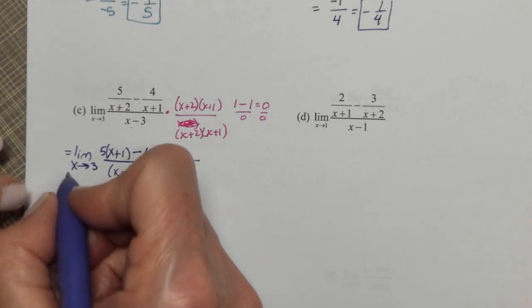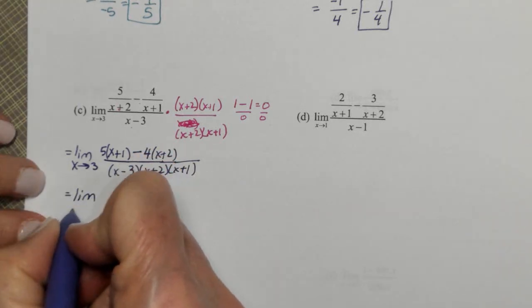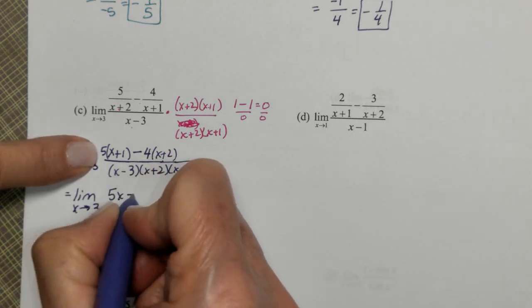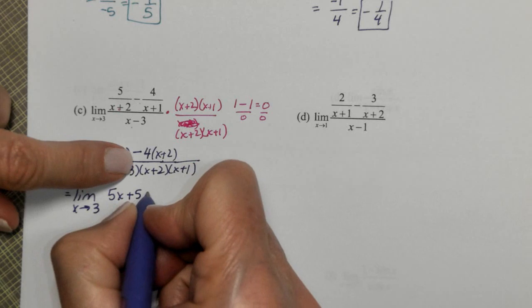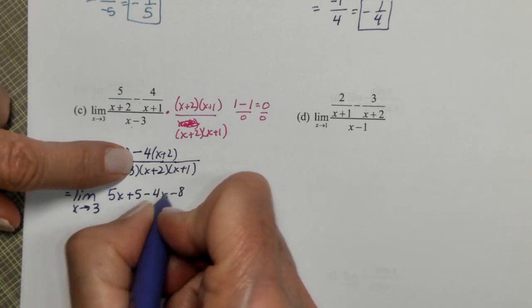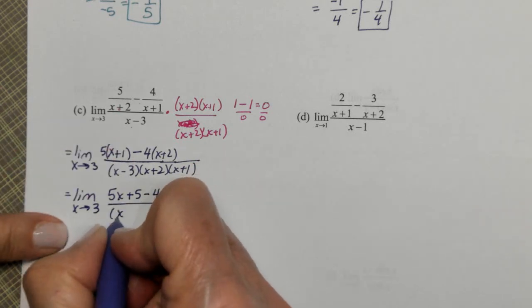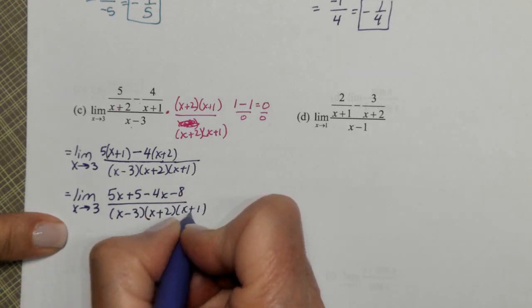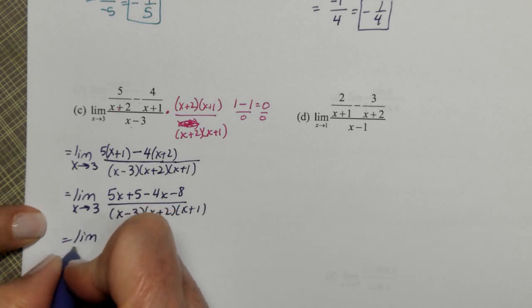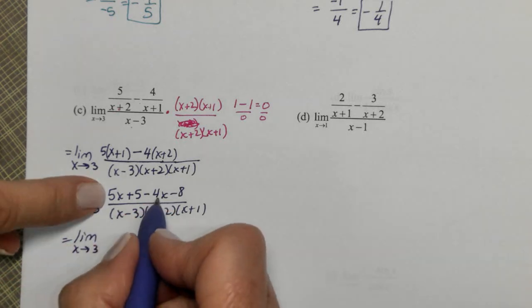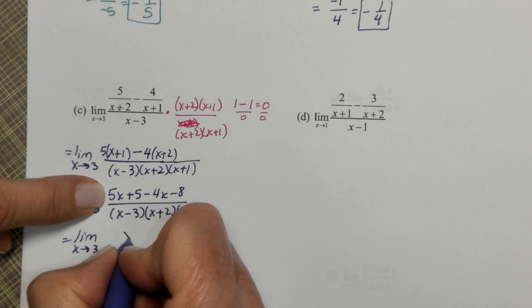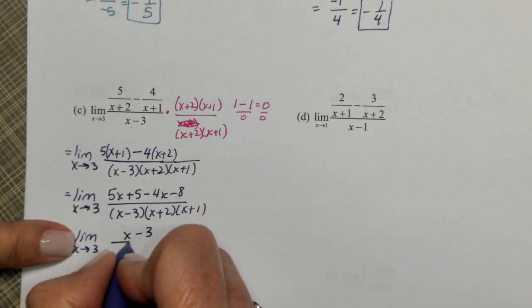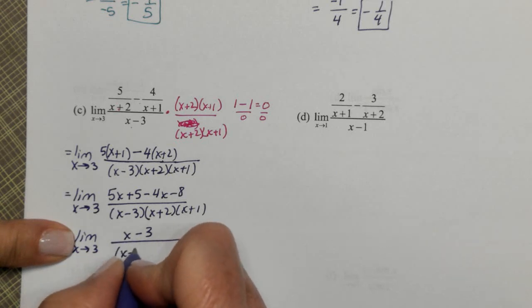Okay? So, let's simplify up on top because that hole's still hidden. Distribute your 5. Distribute your -4. Leave the bottom factored. Okay, 5x minus 4x is x. 5 minus 8 is a -3. And we found the hole.